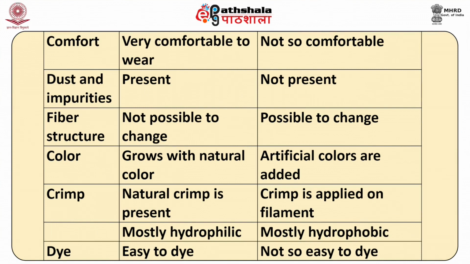Natural fibers are very comfortable to wear, whereas synthetic fibers are not found to be so comfortable. Dust and impurities are present with the natural fibers, whereas they are absent in the synthetic fibers. It is not possible to change the fiber structure of natural fibers, whereas it is possible to bring about changes in synthetic fibers. Natural fibers grow with natural color, whereas artificial colors are added to synthetic fibers. Natural crimp is present in natural fibers, whereas crimp is imposed on the filament in the case of synthetic fibers.